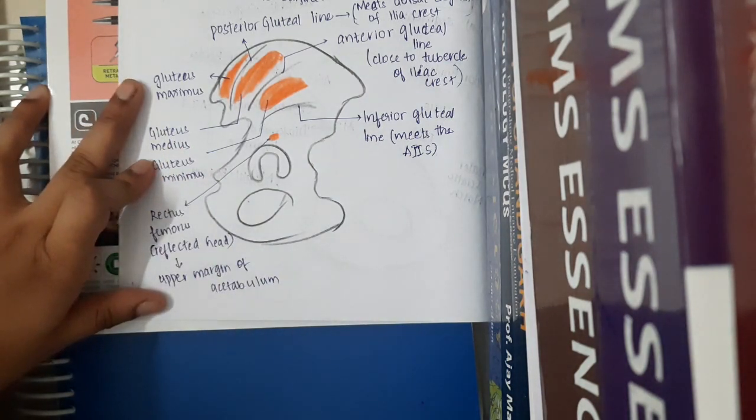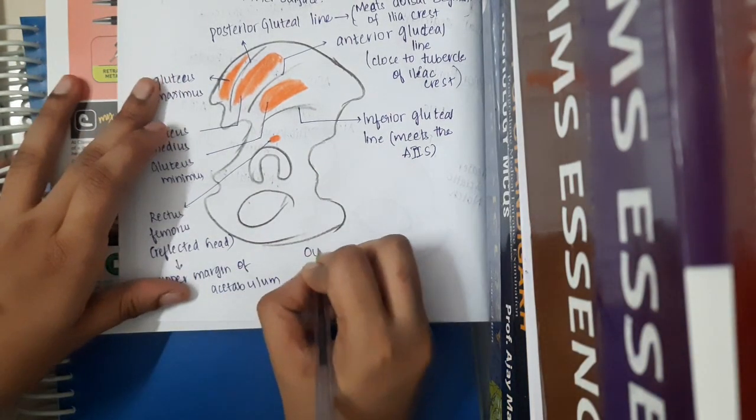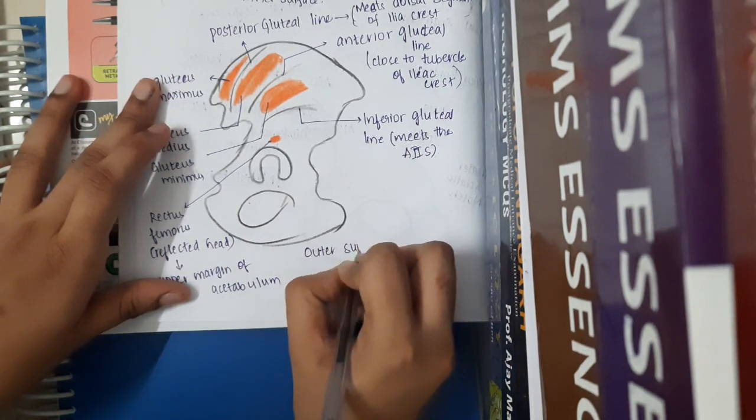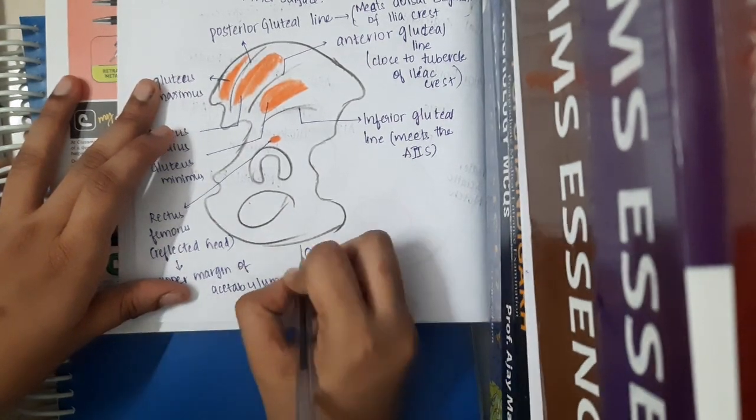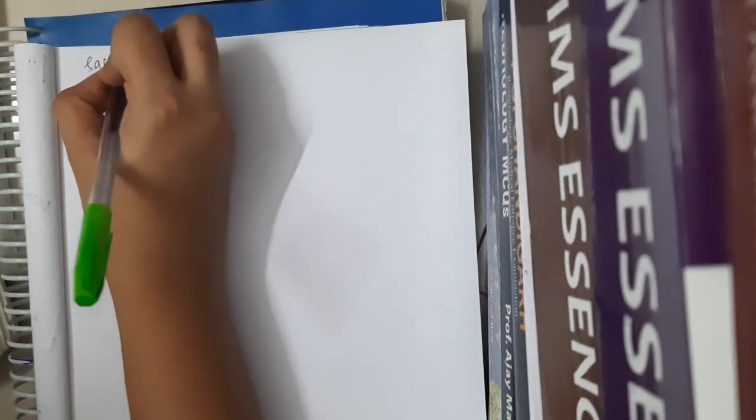Okay, now after this, we have the next surface which is called sacropelvic surface. This is the outer surface again. See, all these muscles which we are talking about, all these are origins of the muscles, not the insertions of these muscles. Now let us learn about the sacropelvic surface.